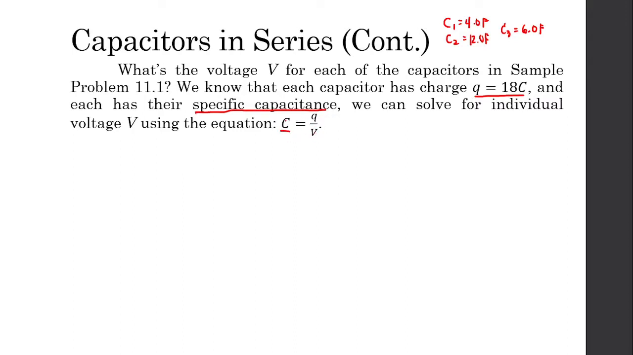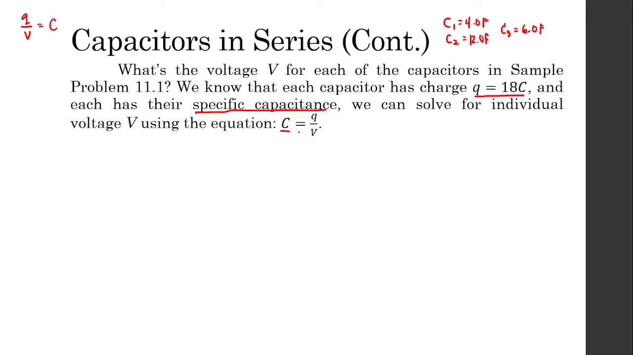You may wonder, where did we get this equation? Well, remember that the unit for capacitance is coulombs per volt. Capacitance, which is farad, is equal to coulombs per volt. So capacitance, which we denote by C, is basically equal to the charge divided by the volts of your capacitor. So that's where we get this equation right here.